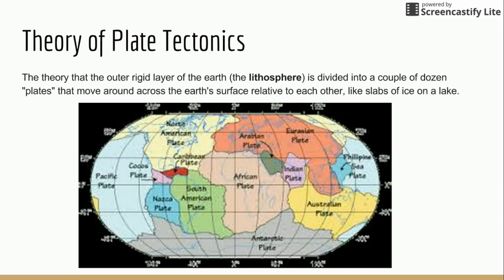It's the theory that the outer rigid layer of the Earth, or the lithosphere, is divided into a couple of dozen plates that move around across the Earth's surface relative to each other, like slabs of ice on a lake. So you'll see the plates right here. And they don't match up with what the actual continents are because they're lithosphere plates and they contain both oceanic and continental crust.